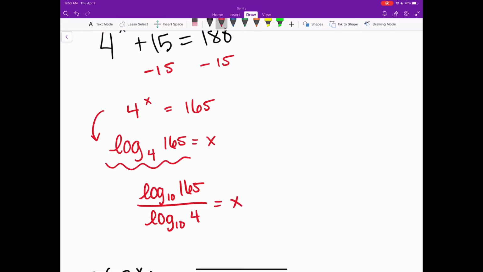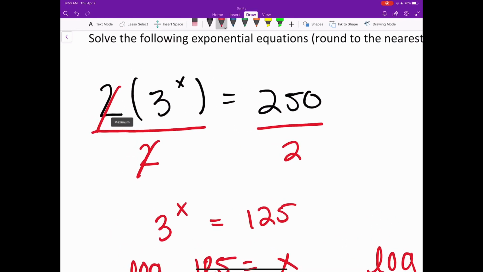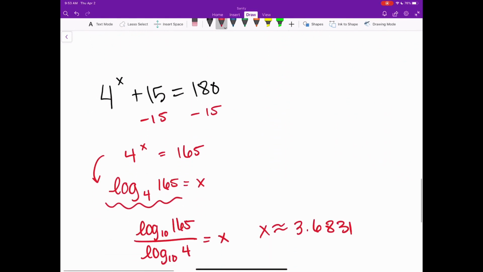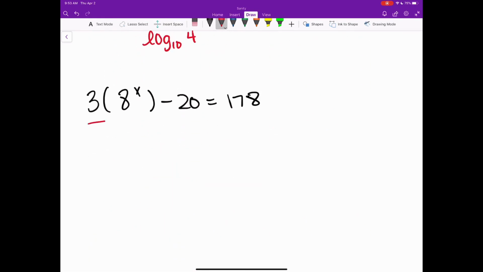So again, plugging that into our calculator, getting a rough estimate, x is going to be about 3.6831. All right. So up here we had to divide by 2. Down here we had to minus 15. We're going to kind of put that all together. Now I have multiplication and some sort of subtraction or addition, right?